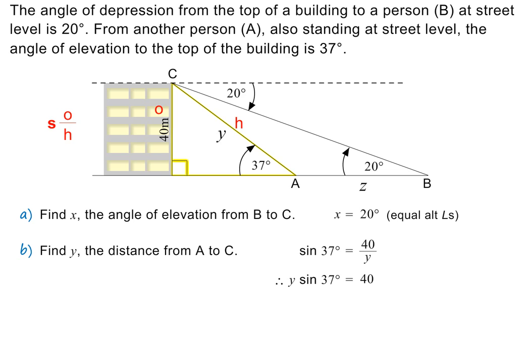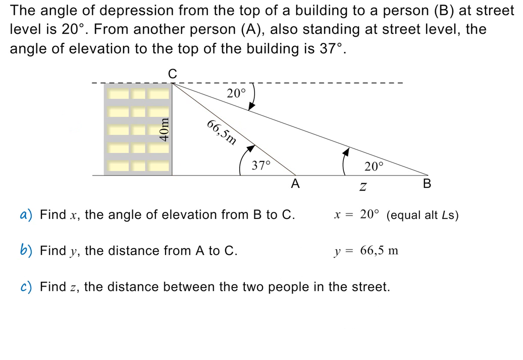Next, we need to make y the subject of the formula. First, we need to multiply both sides by y to get y on the left-hand side. And then we need to divide both sides by sine 37 degrees to get y on its own on the left-hand side. We are now ready to use the calculator. Correct to one decimal place, y is equal to 66,5 meters.